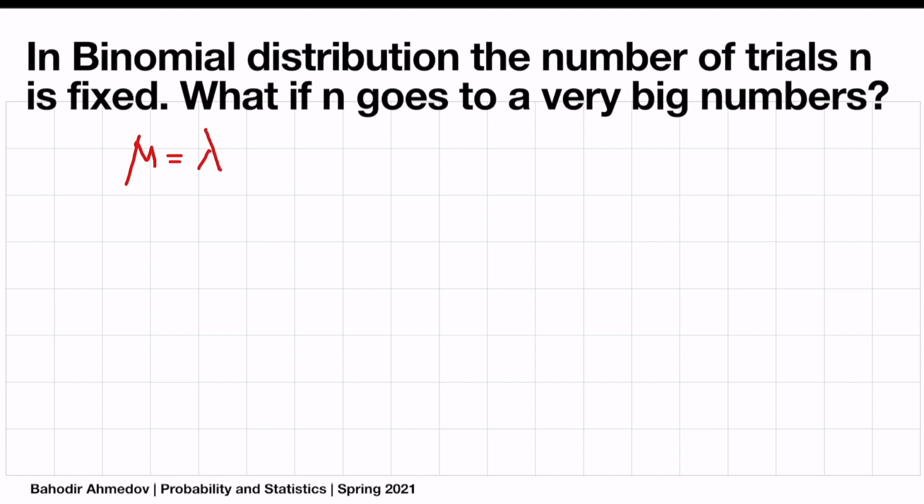Do you remember how we calculate the expected value for the binomial distribution? Yes. N times p. Can you tell me what p is from this equation? Lambda divided by n. So I would like to write down the binomial distribution formula for having k successful trials, and find the limit of this when n goes to infinity. And let's see what we have. Do you understand what's going on?